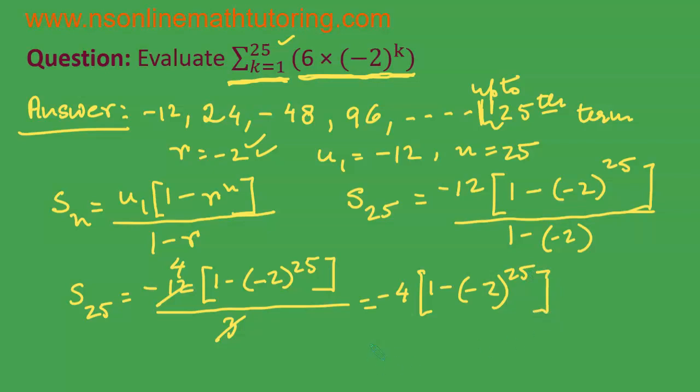So what is this number equal to? It will be a negative number because negative 2 to the power of 25 will be a negative number, times minus 1 will be a positive number, and we are having this leading negative sign. So I do not know the value, but definitely it will be a negative number. Let us use the calculator.